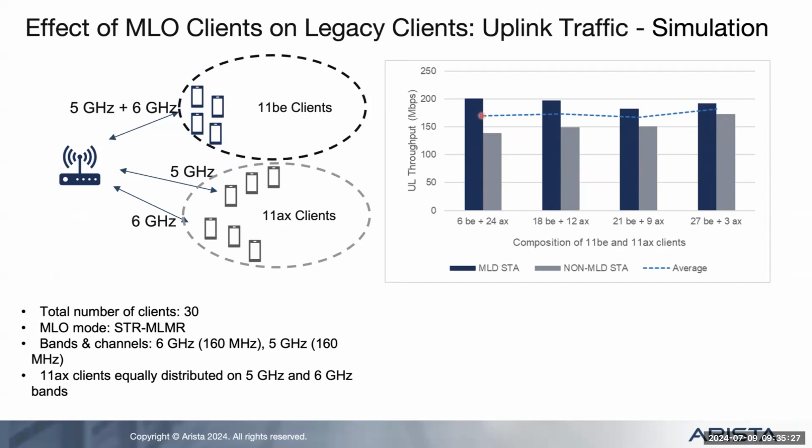So it's not only that 11BE clients are trying to steal airtime from Wi-Fi 6E clients. It understands the environment and fine-tunes, then does opportunistic channel access and tries to send a packet, to use the link, and that's getting us the higher throughput benefit compared to the legacy. Even the legacy clients are not drastically reduced.